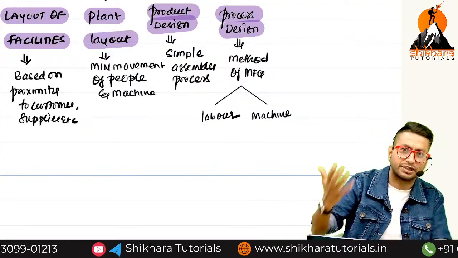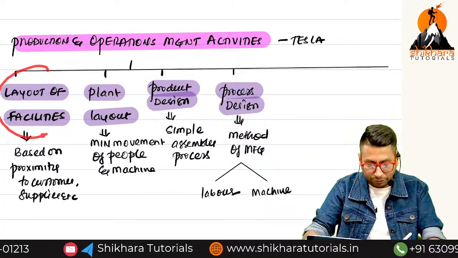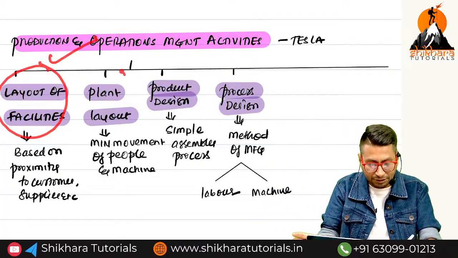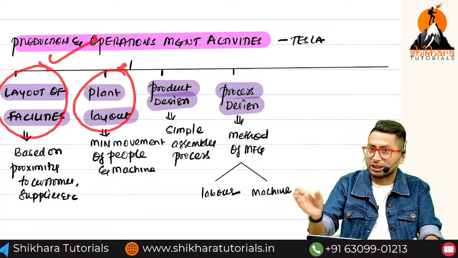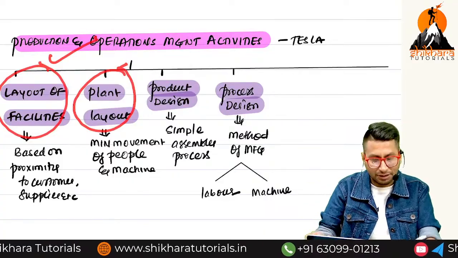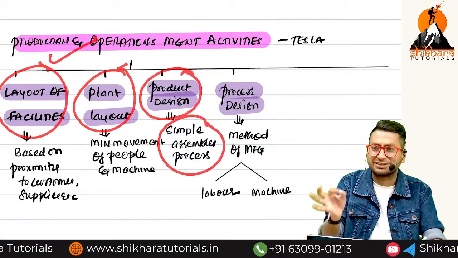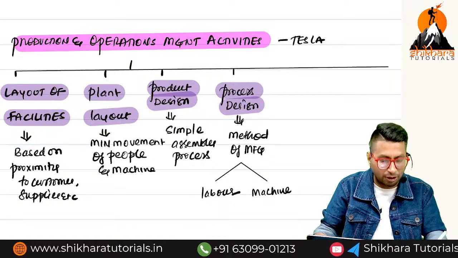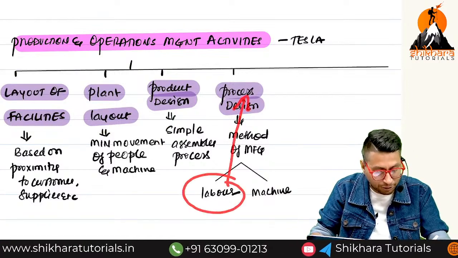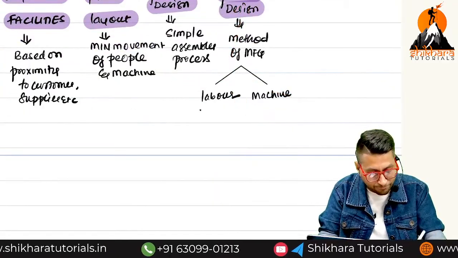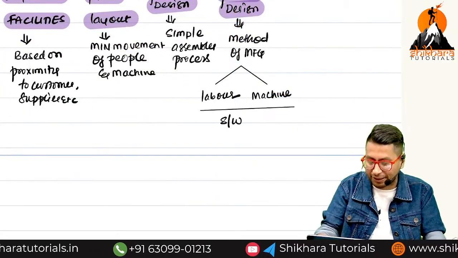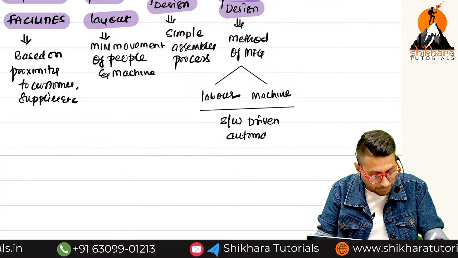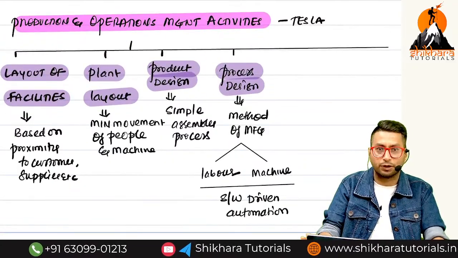So for all points I will give Tesla only as an example. Here what I told, it is having battery manufacturing plants in China and Nevada because it is nearby the raw material supplier. In plant layout it is using human beings for movement of batteries or machines. In product design it is using a very simple assembly process, so that every laborer working in that factory can easily assemble the car. On top of that, is it using a labor intensive process or machine intensive process? Everything is managed by software. It is completely software driven automation, zero human involvement.